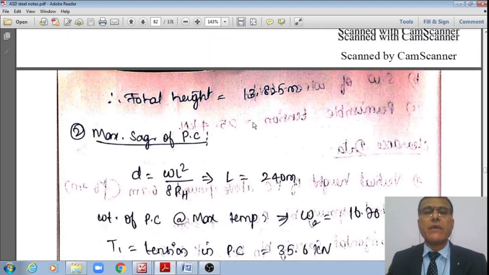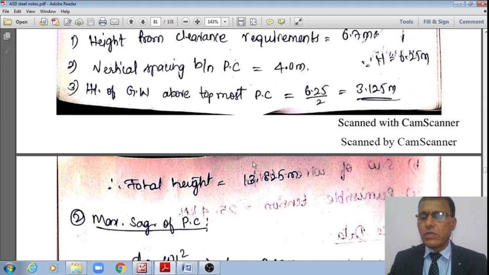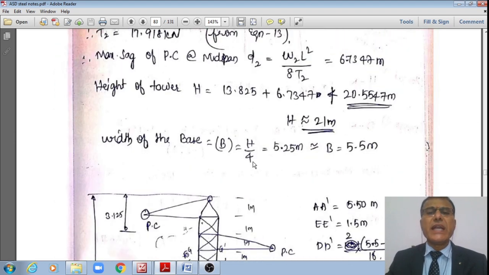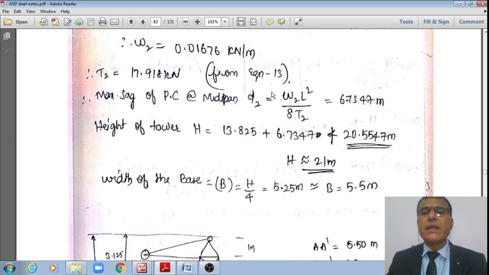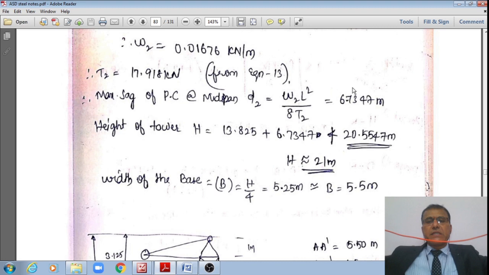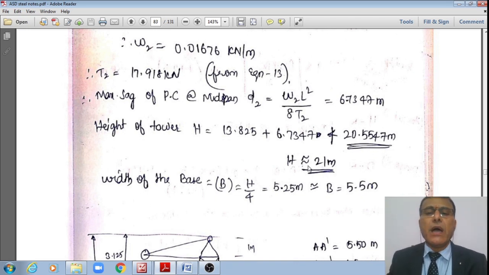However, previously I got the total height from the clearance point of view, equal to 13.825, to which I'll now add this additional 6.7347 from the maximum dip point of view. So now you get the overall height of this tower, which should not be less than 20.5547 meters, or say approximately a higher value, say 21 meters.